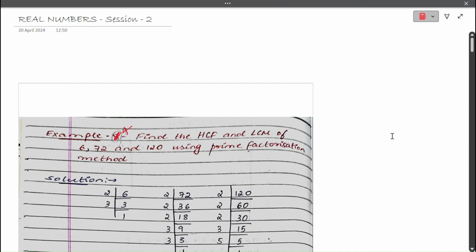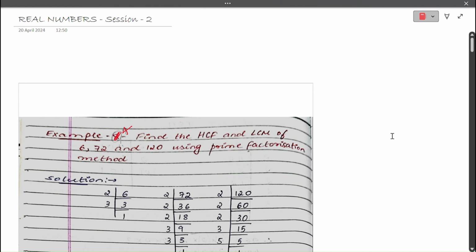So, this is session 2 for real numbers. In this session, we will be continuing with the example questions. We will be taking example 4, and then we will be starting with some questions from the exercises and a brief idea regarding the fundamental theorem of arithmetic, and more clarity will be given in this session. So, let's not waste much time.